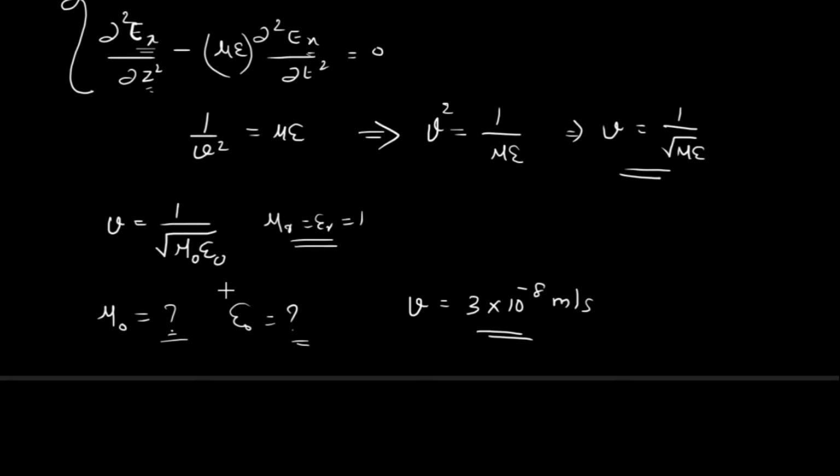There are many discussions going on, that there are other particles which can travel faster than light. Forget about it. We know that at this point of time, light is the fastest traveling. Other discussions are going on, I agree. But it travels at a speed of 3 into 10 power minus 8 meter per second. What this tells you is that a uniform plane wave can travel at the speed of light in free space. Excellent.